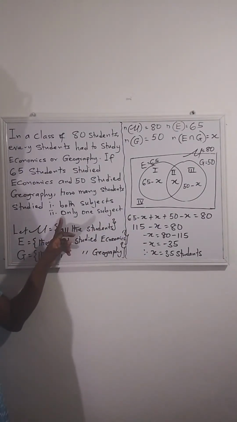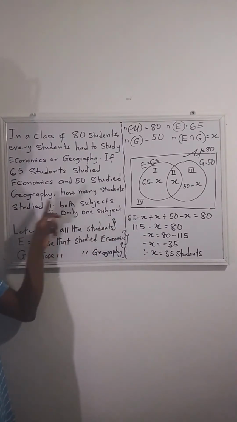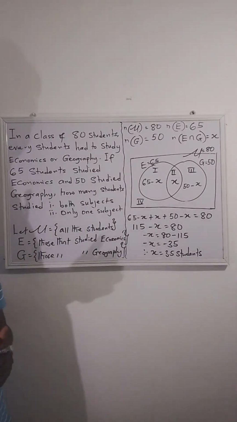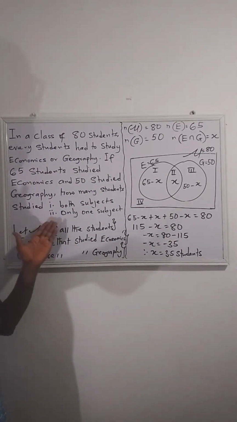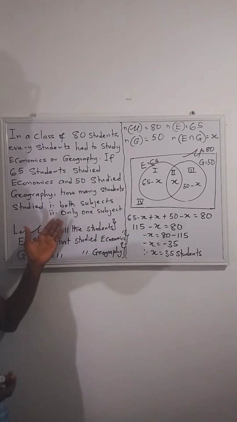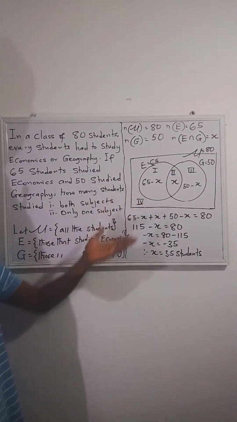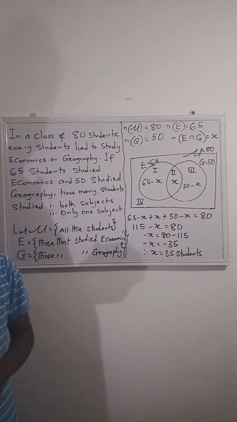The question says, how many students studied only one subject? I'm going to give you a minute to attempt it, and I want you to drop the answer in the comment section. Let me see if you can get this. From your Venn diagram, you should be able to do that. How many students studied only one subject? Let's try that and drop our answer in the comment section.